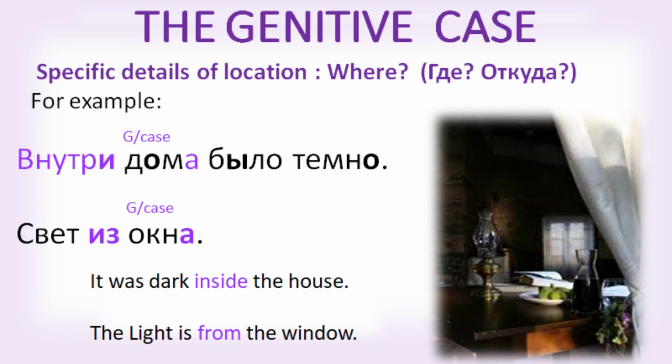Внутри дома было темно. It was dark inside the house. Где было темно? Where was it dark? Внутри дома. Inside the house. Свет из окна. The light is from the window. Откуда свет? Where is the light coming from? Из окна. From the window.